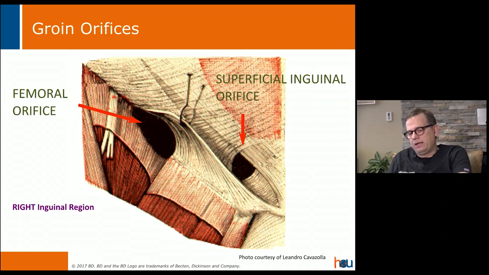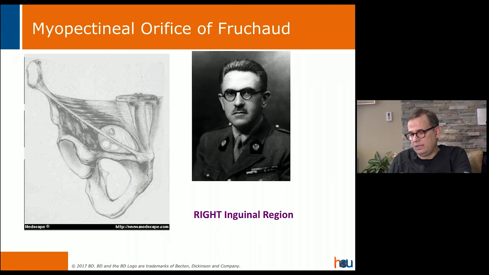The other orifice that we should know is the femoral orifice, that is inferior to the inguinal ligament. If the patient has a hernia that is inferior to the inguinal ligament, that is not an inguinal hernia, that's a femoral or a crural hernia. Putting together all the defects that we can find in the inguinal crural area, direct, indirect, and femoral, the deep inguinal ring, the Hesselbach triangle, and posteriorly, inferior to the inguinal ligament, the femoral. All that region we call the myopectineal orifice of Fruchaud. That's what it means to say the myopectineal orifice.